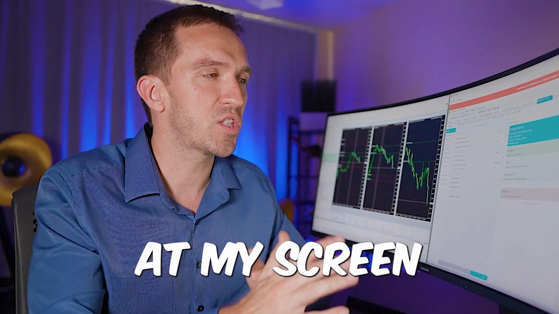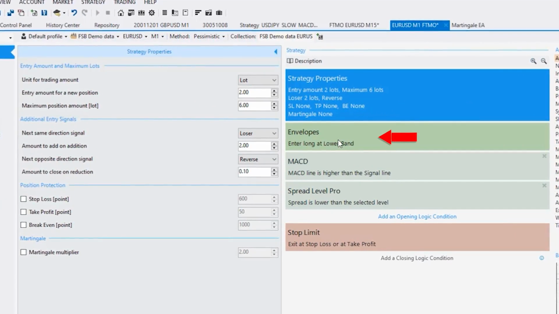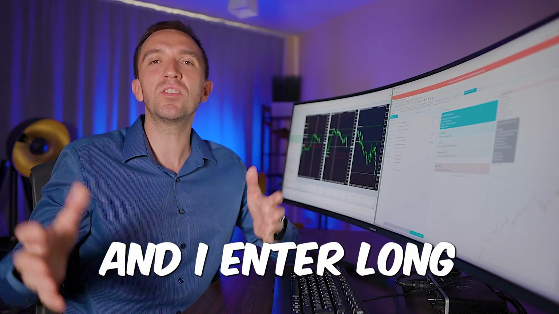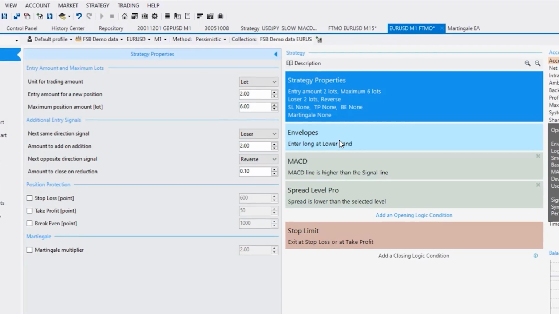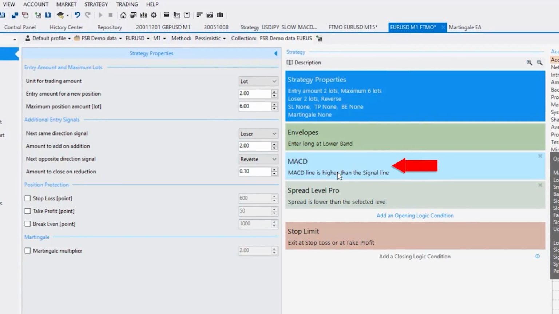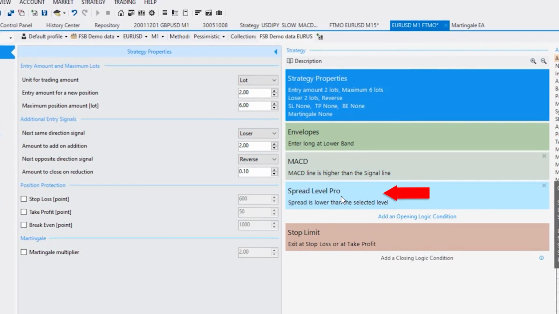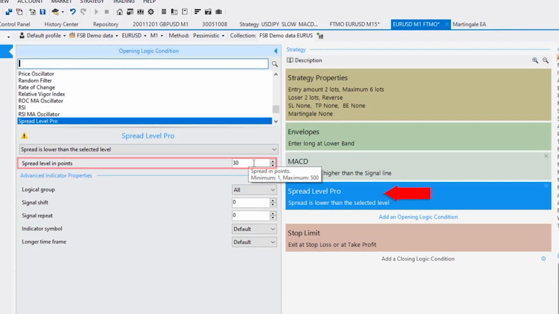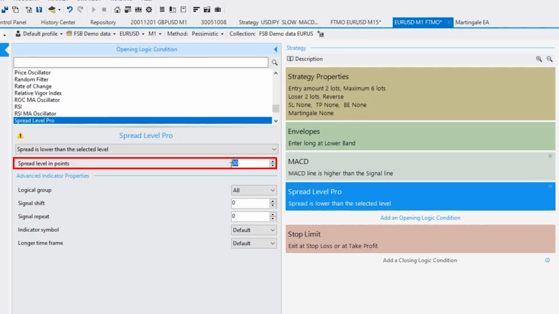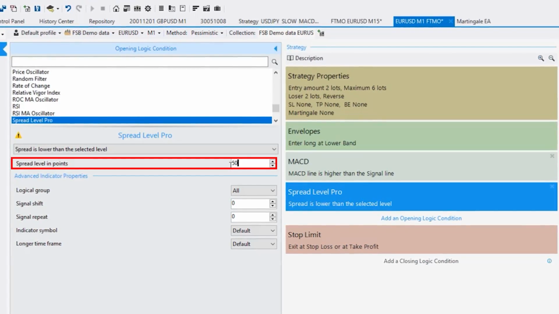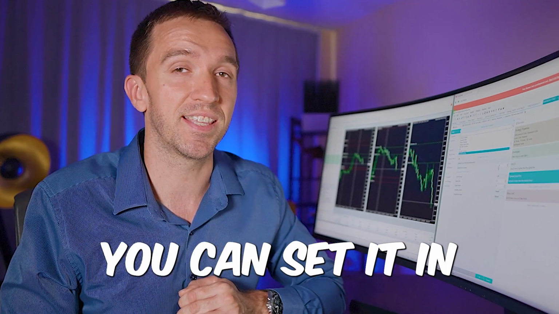So if you look at my screen, you will see that it trades on the M1 time frame. I'm using the envelopes and I enter long whenever the price touches the lower band. I have confirmation on a higher time frame with the MACD indicator, and as well I have added the Spread Level Pro, where you can set the maximum spread in points. So if you don't want to enter whenever there is news or volatility and the spread is above 50, for example, you can set it in the inputs.